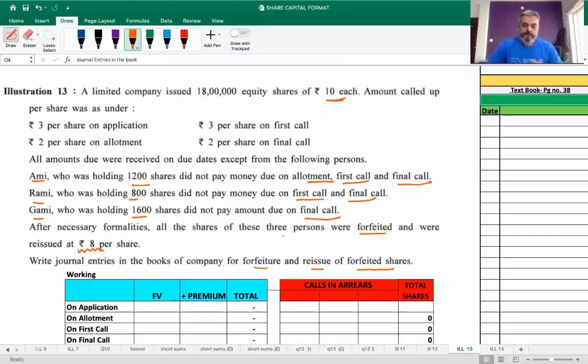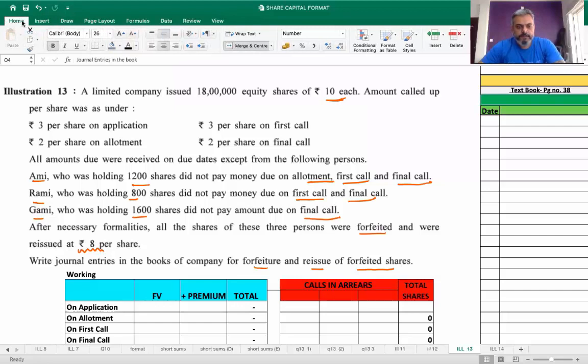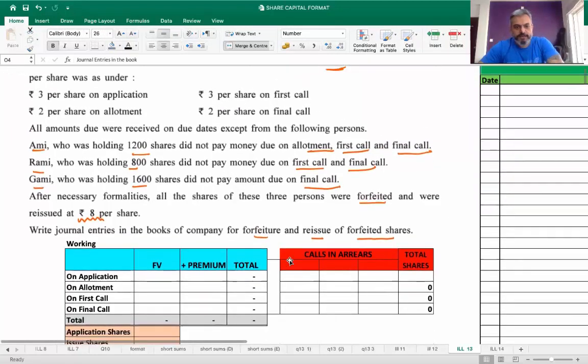So here we will be writing entry only for forfeiture and reissue. You can do this sum once again as homework where you do the sum fully, where you pass entries for application, then allotment, then first call, then final call, and then go for forfeiture and reissue. Now, let's do the working first.